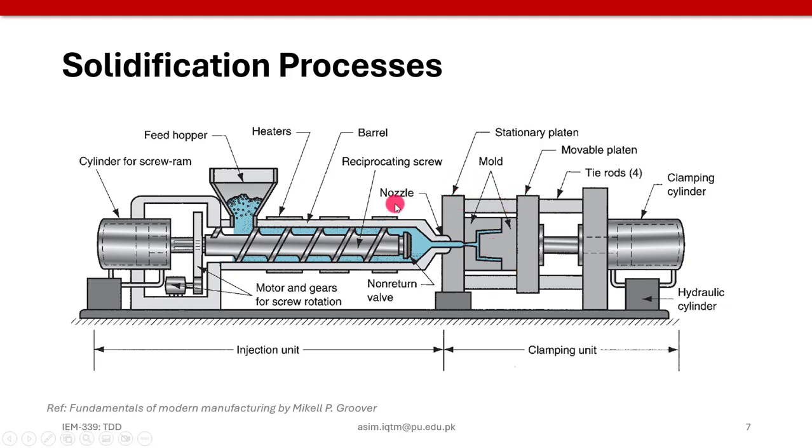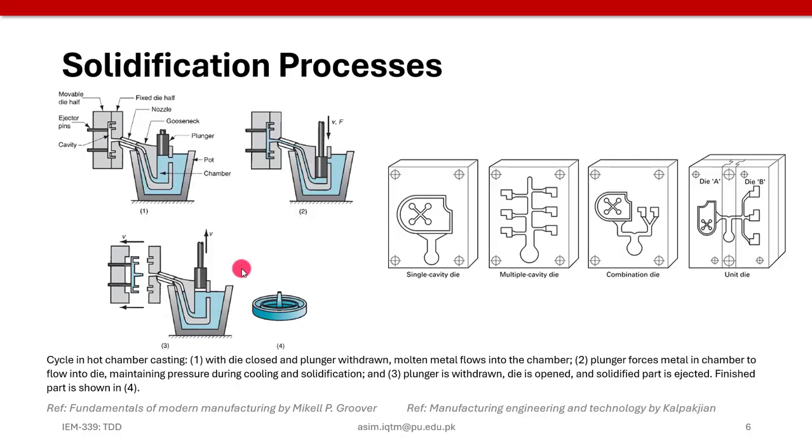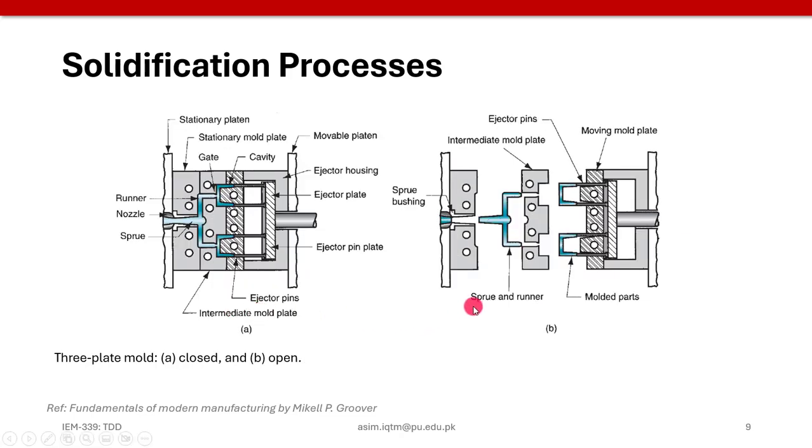This one is the stationary plate and this one is the movable platen, which helps to remove the part from the mold. So again, the mold is the most important component in this manufacturing process. As in the previously described die casting process, we have different kinds of injection mold, such as a two plate mold or a mold with more than two plates, such as a three plate mold.